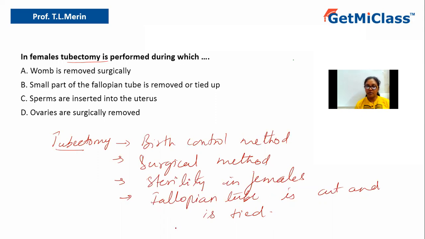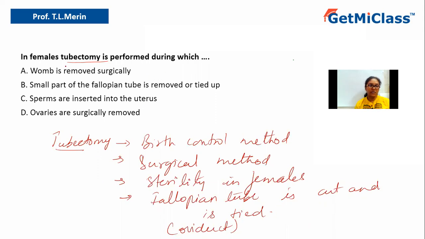The fallopian tube is also called the oviduct. Why are they tying it up? Because the ovum which is formed in the ovary will be released, but then it will not enter into the fallopian tube, because the fertilization process actually occurs in the fallopian tube, not in the ovary. The ovum will come out of the ovary, enter the fallopian tube, and reside there, and the sperms will come and fertilize it within the fallopian tube. So to avoid fertilization, the fallopian tube is cut and tied up. That is what is called tubectomy.